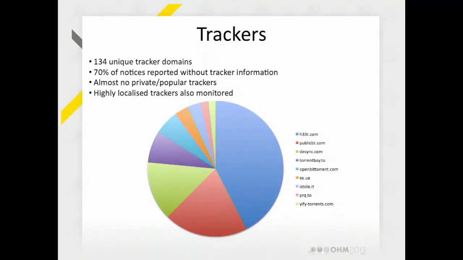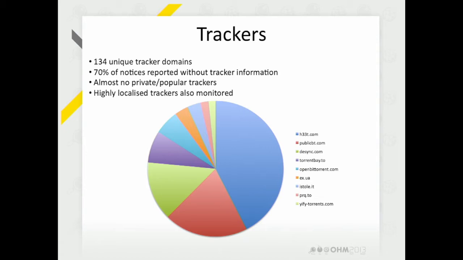I've had a look at the trackers. We detected about 134 unique tracker domains. 70% of all notices we get for BitTorrent are sent without tracker information. So either they didn't report it to us or they were using trackerless methods of sharing.